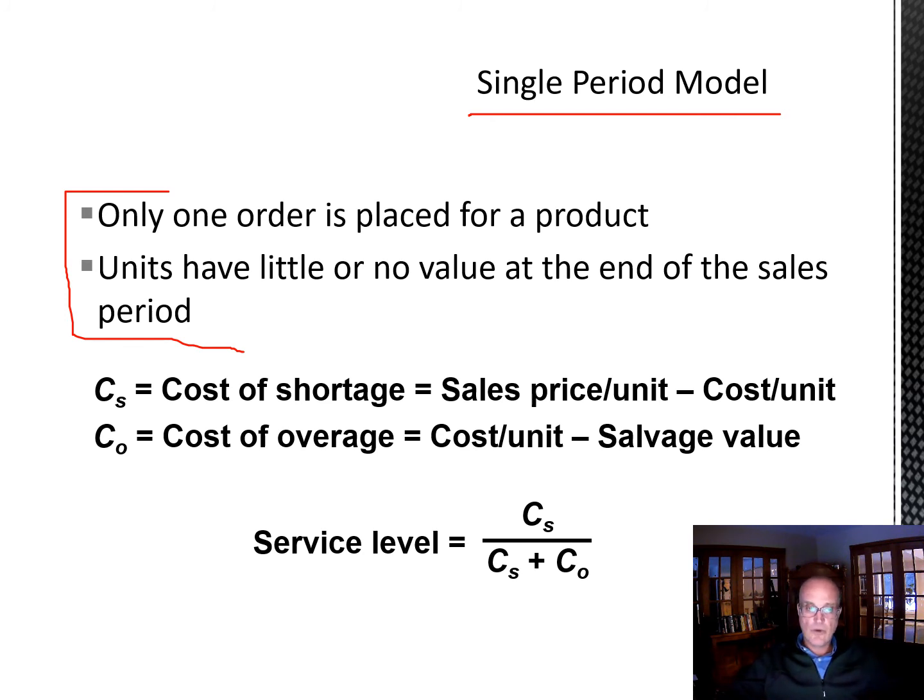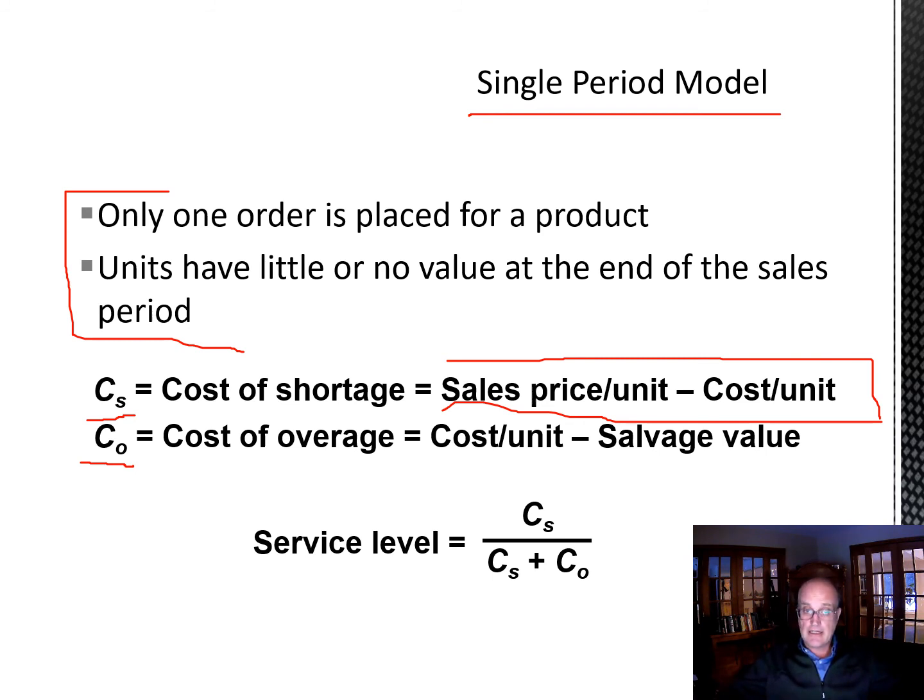And so in this, we want to balance the cost of running out with the cost of having too much. The cost of shortage, very simply, is the lost margin if we don't have it available for sale. That's the sales price per unit minus the cost per unit. In some businesses, we also have to think about the potential reputational risk of running out, so we think about the lost future margin. But in most cases, we look at the simplest case where we just look at the foregone margin.